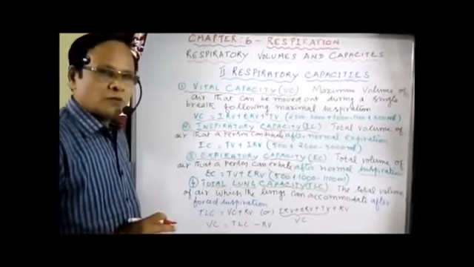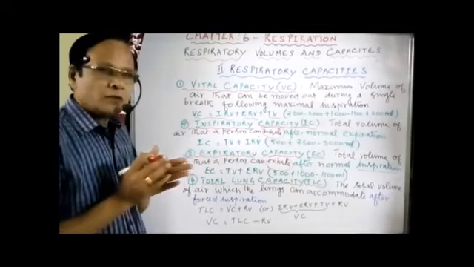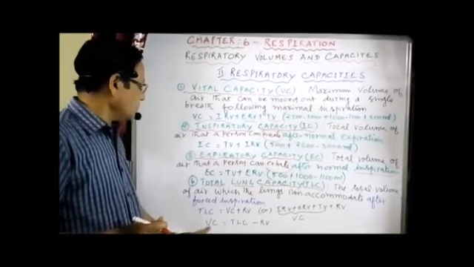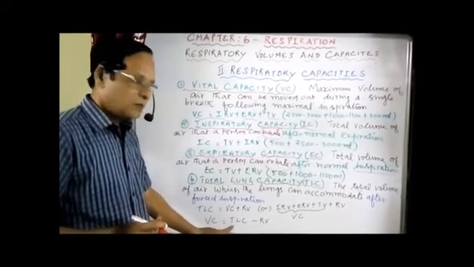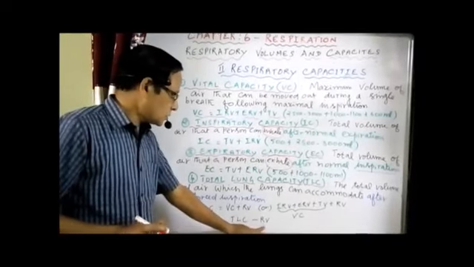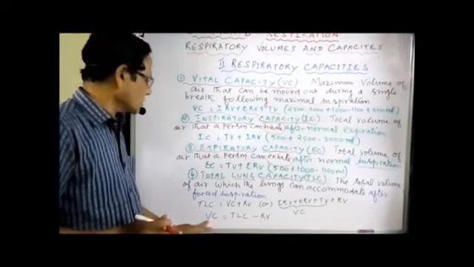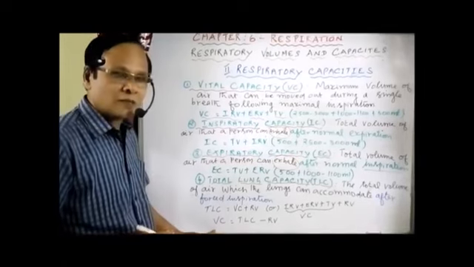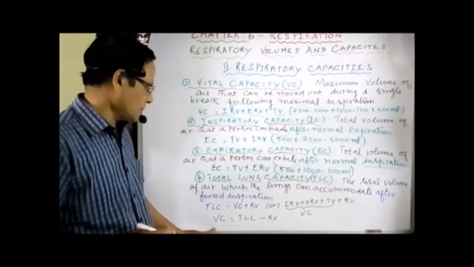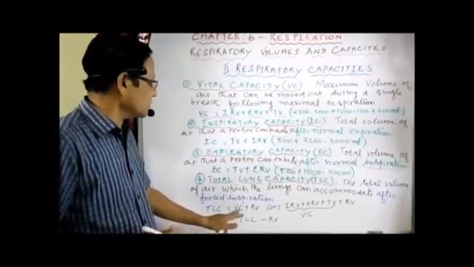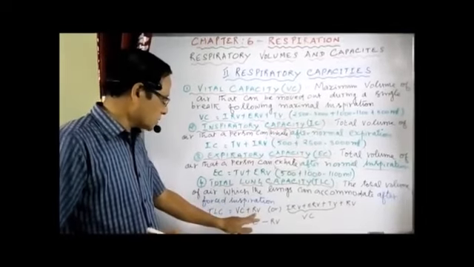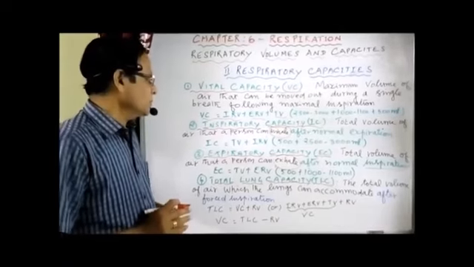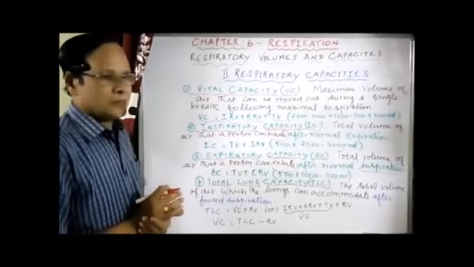So we can also calculate VC if total lung capacity is given. Therefore VC is equal to TLC minus residual volume. TLC minus RV is equal to VC. This is another method of calculating VC, because TLC is nothing but VC plus RV. If you subtract RV from TLC, you get the vital capacity. Okay, this is about the different vital capacities.